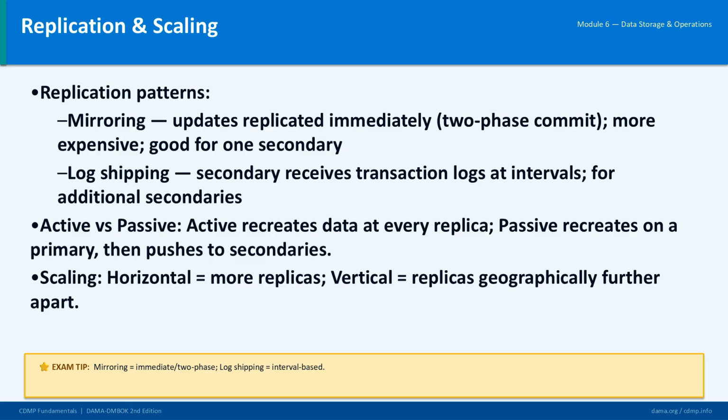Replication can also be active or passive. Active replication recreates the same data at every replica from every other replica, while passive recreates it on a single primary and then pushes that state out to the secondaries. And you can scale replication two ways: horizontally, meaning more replicas, or vertically, meaning replicas that are geographically further apart. The key contrast: mirroring is immediate and two-phase, log shipping is interval-based.